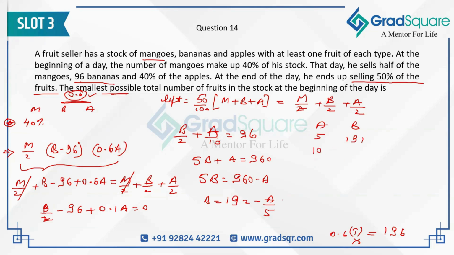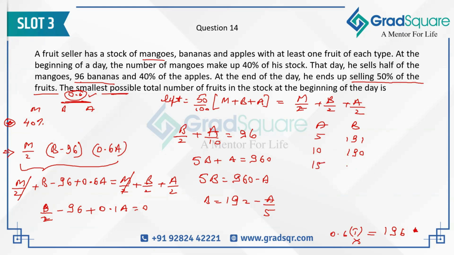If I take the value of A as 10, then what is going to be the value of B? It is going to be 190. So A plus B is going to be 200. Instead of 196, you are now getting 200. Is 200 divisible by 6? No, it is not. So I'm going to take the value of A as 15.